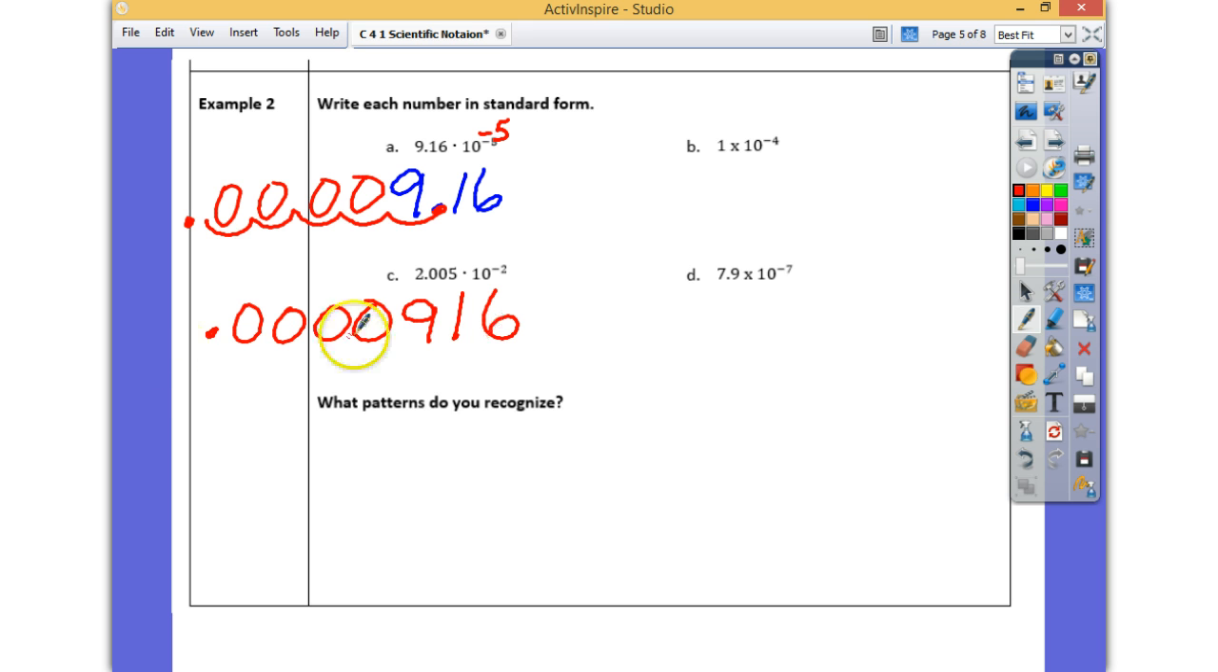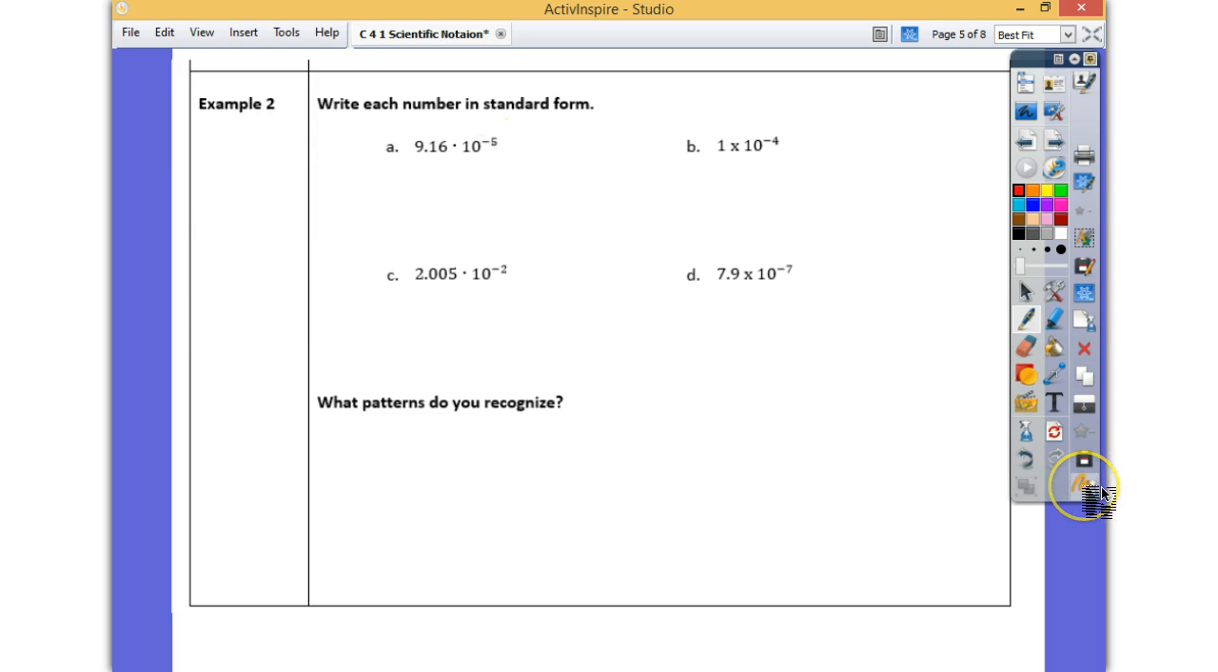How about, can I leave it like this and can I have it left with my decimal there too? You would get it counted wrong. The new decimal is where it has to be right there. How about C? 2.005. Which way do I move my decimal? Left. To the left? How many? 4. It's a -2, so I move my decimal to the left 2 times.